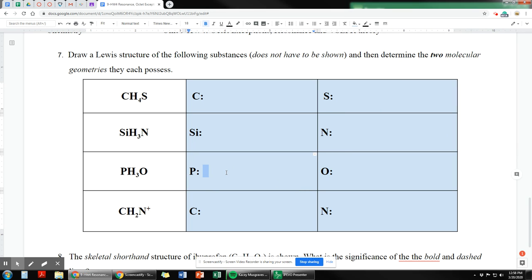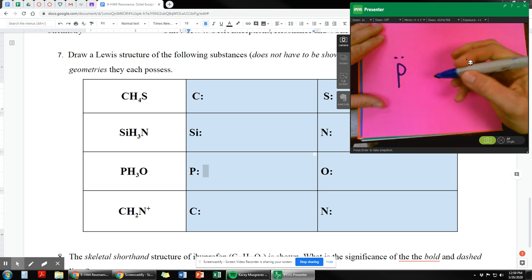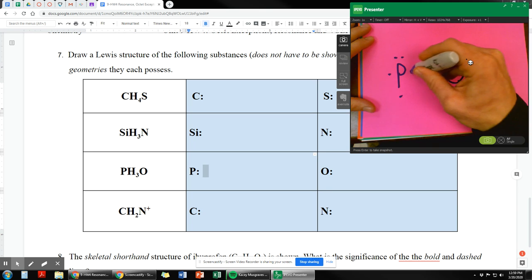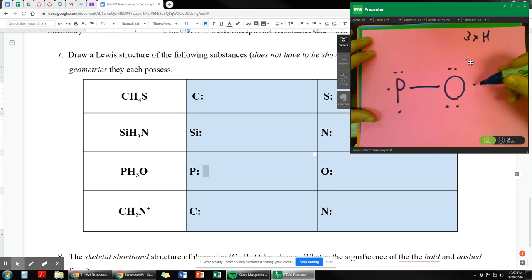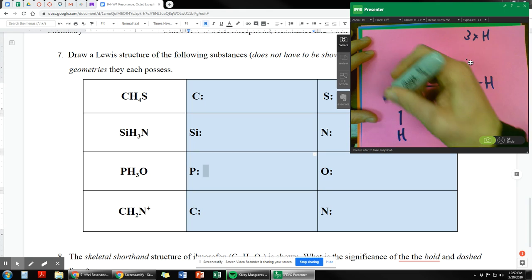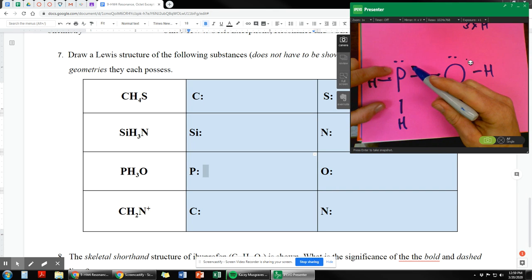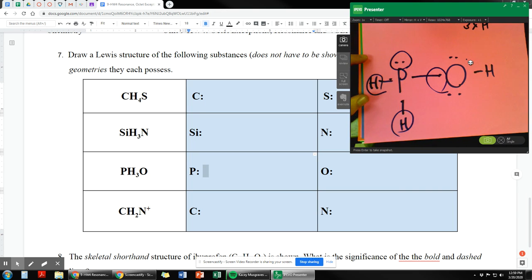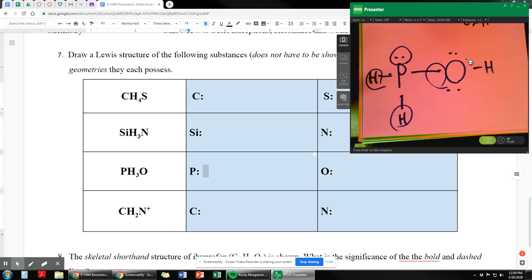Now we have PH3O, and I don't have a model of that, so let's just draw it. Phosphorus has 5, oxygen has 6, make at least 1 bond. We have 3 hydrogens, 1, 2, 3. So great, no double bonds needed. If we look at phosphorus, there are 3 things attached, 1, 2, 3, and 1 non-bonding pair. If this wasn't here, it'd be trigonal planar. But because it is, it's trigonal pyramidal.